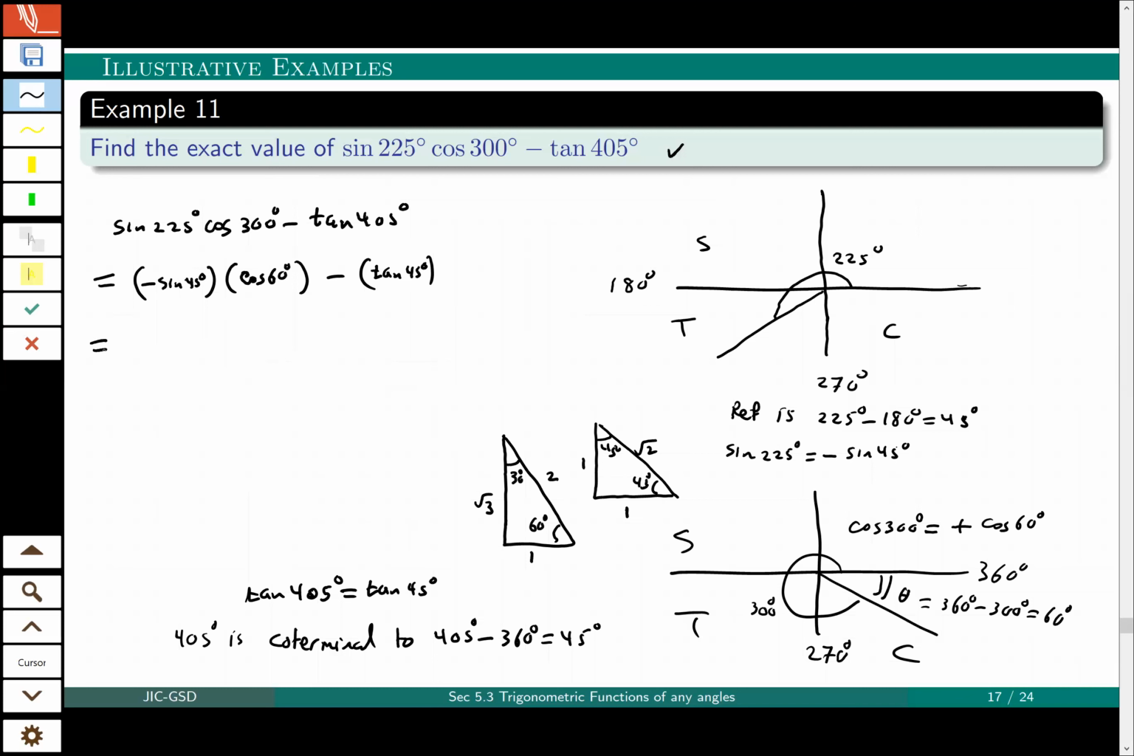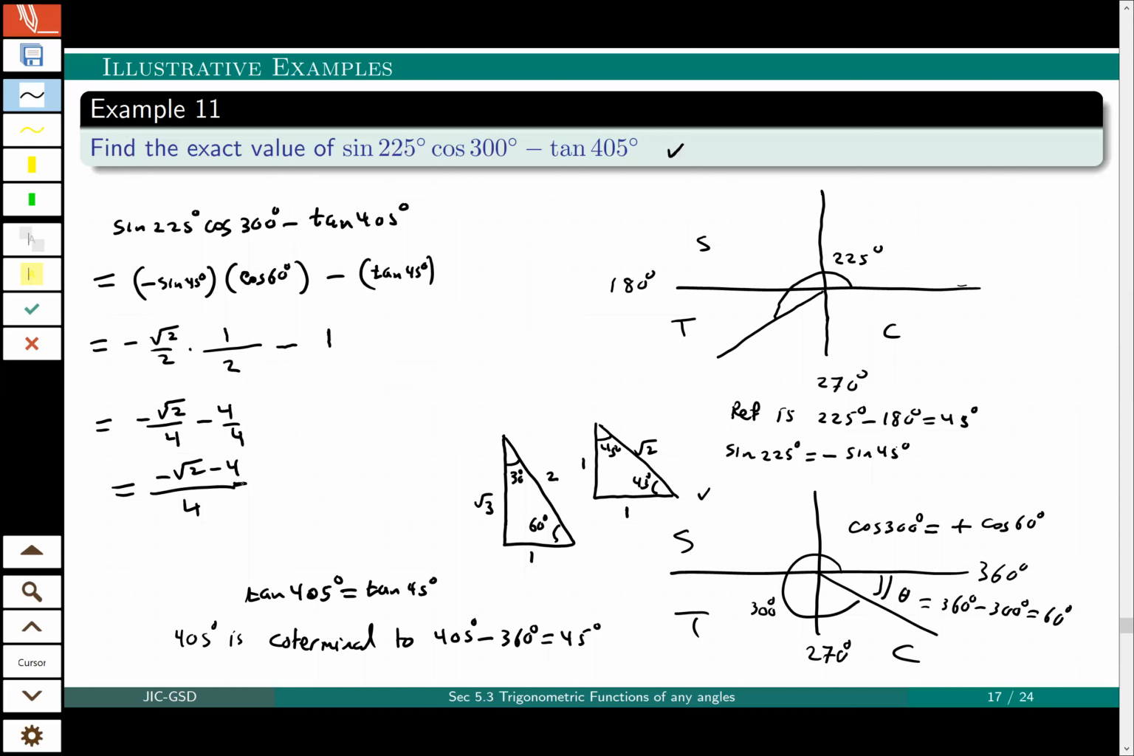So I will have sine 45, which is root 2 over 2, or 1 over root 2 from the triangle here. Cosine 60 is 1/2, adjacent over hypotenuse. Tan 45 is 1. So I have minus root 2 over 4 minus 4 over 4. So that will be over 4. It will be minus root 2 minus 4.